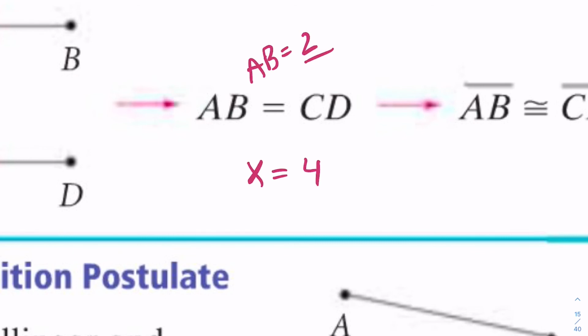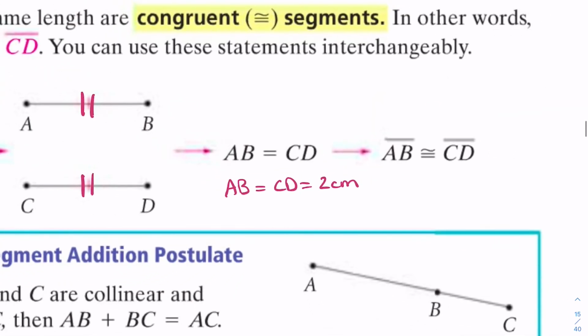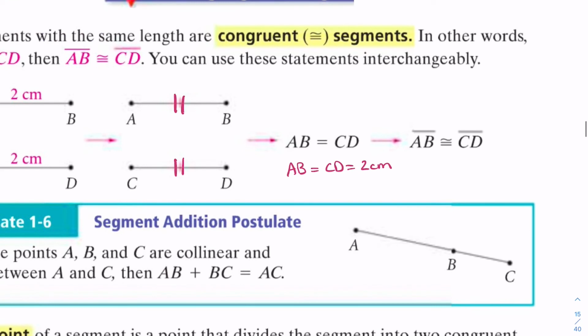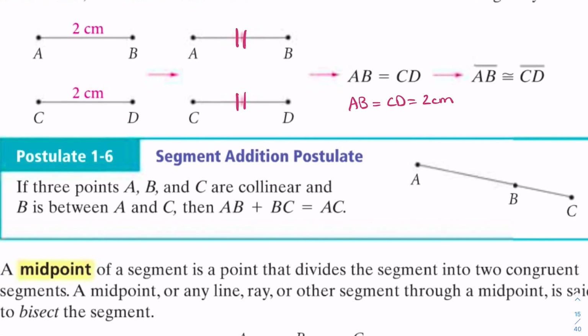Okay? So what I can do is I can do an extended equality here. AB equals CD equals 2 centimeters. All right? So that's congruence. Make sure you use the hat. That's equality. You don't need the hat. It's actually wrong if you use the hat when you're talking about equality.